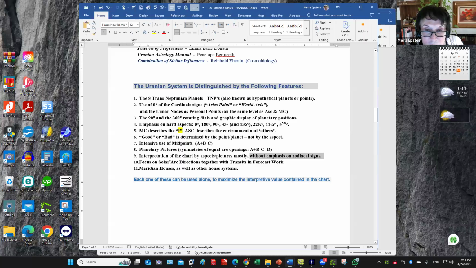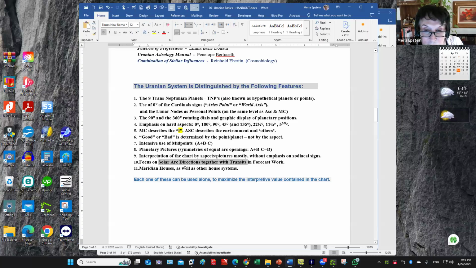Number 10, focus on solar arc direction together with transits and forecast. Solar arcs and transits. Those of you who took level 2 with me and the whole predictive system, you know what I'm talking about.